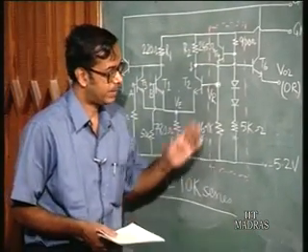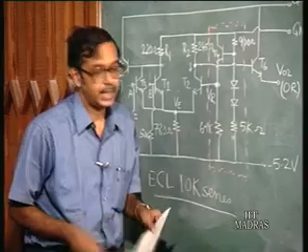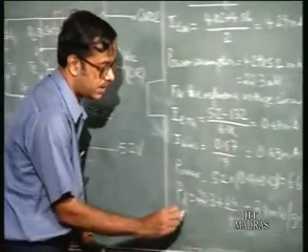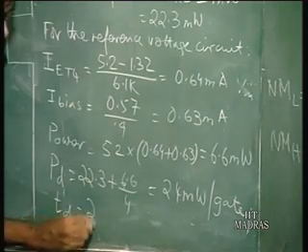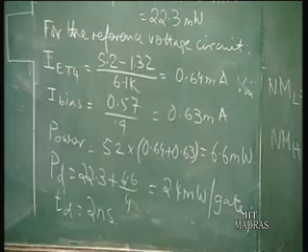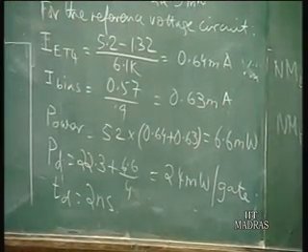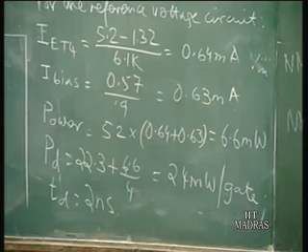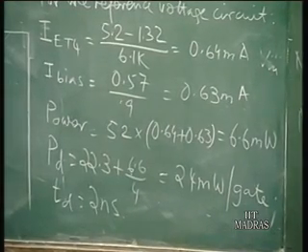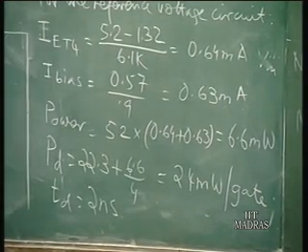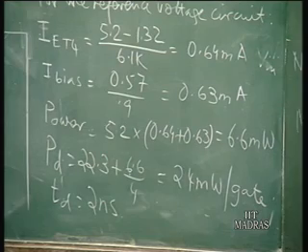In fact, for this particular circuit, the delay is 2 nanoseconds per gate, which makes a power delay product of 48 picojoules. So, for this gate, the delay is 2 nanoseconds. So, the power delay product is 48 picojoules.